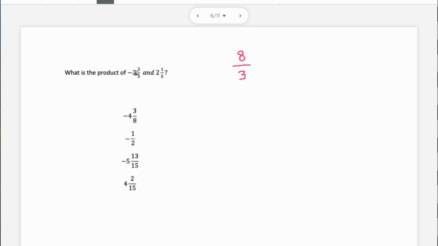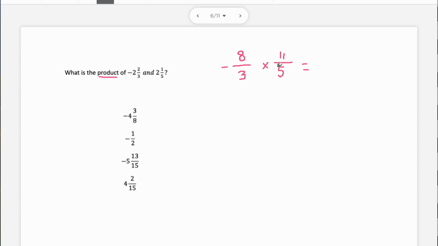And that's negative. And then we're multiplying because it says product. And then we've got to change this mixed number to an improper fraction as well. So 5 times 2 is 10, plus 1 is 11. Keep the same denominator, so over 5. And now you just multiply.